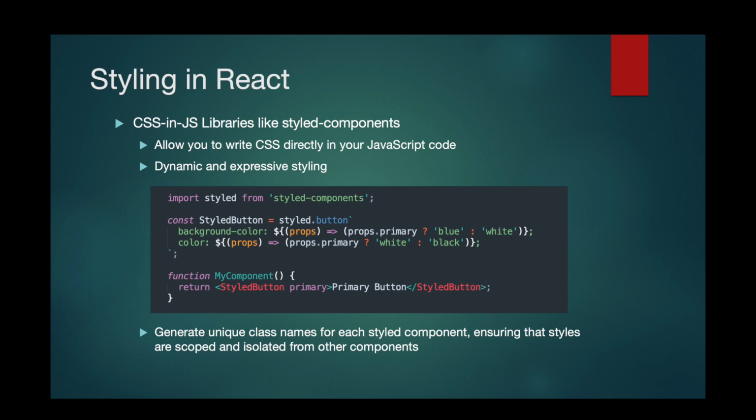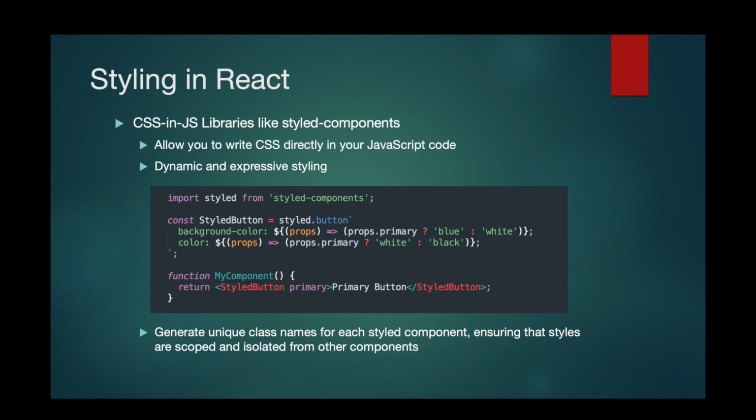Next, CSS-in-JS libraries like styled-components. CSS-in-JS libraries like styled-components allow you to write CSS directly in your JavaScript code, often scoped to specific components or elements. This allows for dynamic and expressive styling with features like props-based styling and theme support.